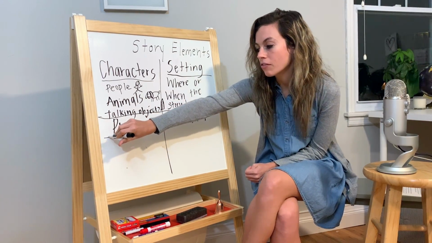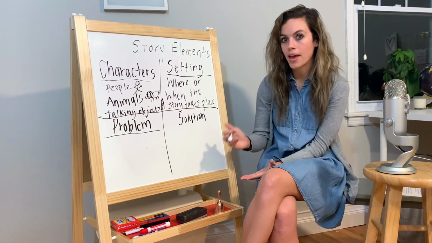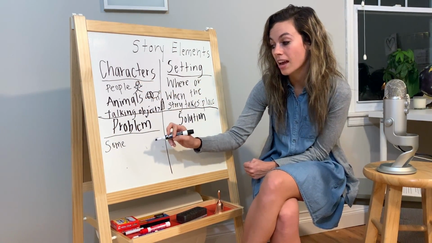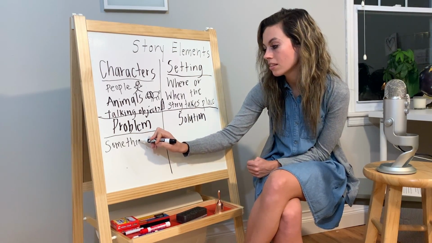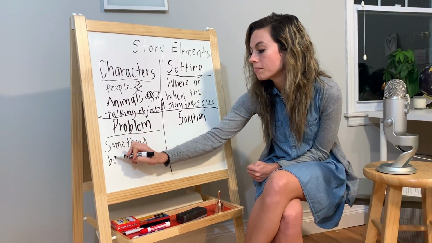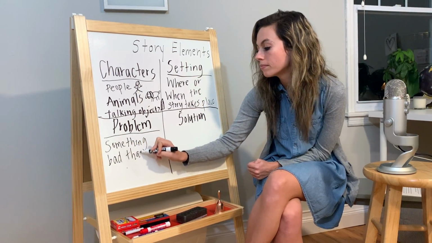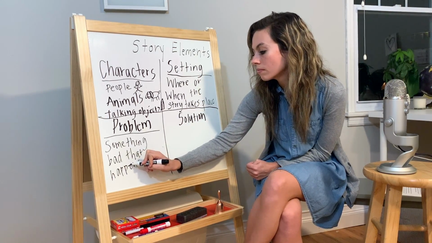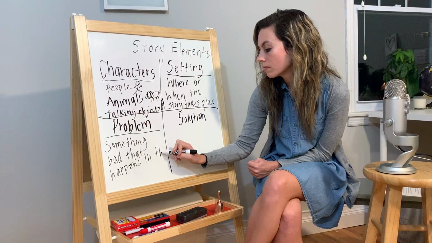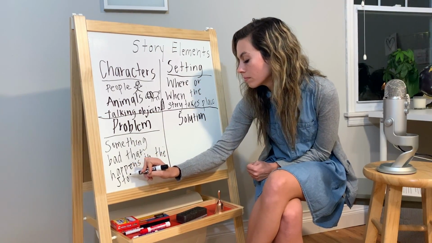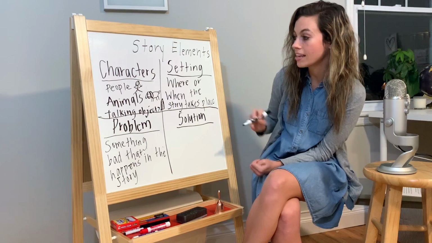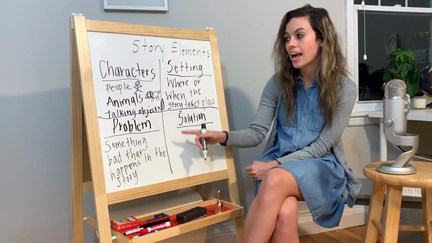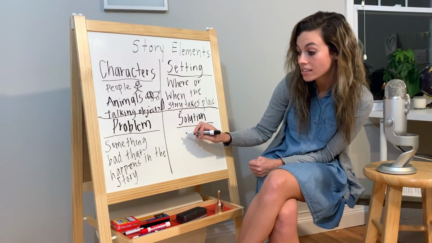And then we're going to be looking for a problem, so something bad that happens in the story that the characters have to fix. And in fiction stories, if there's a problem, there usually is a solution, and that is how the characters fix the problem.